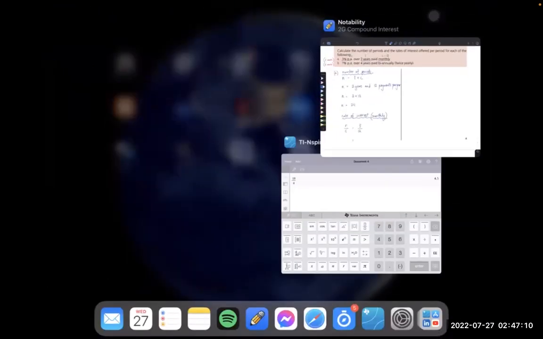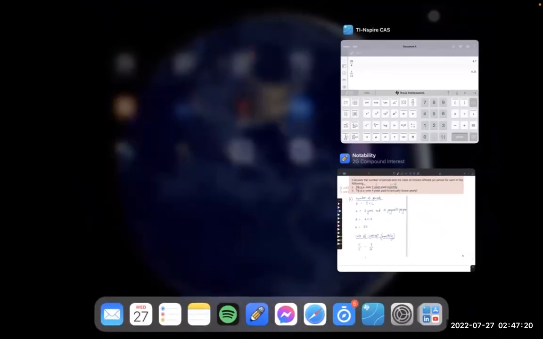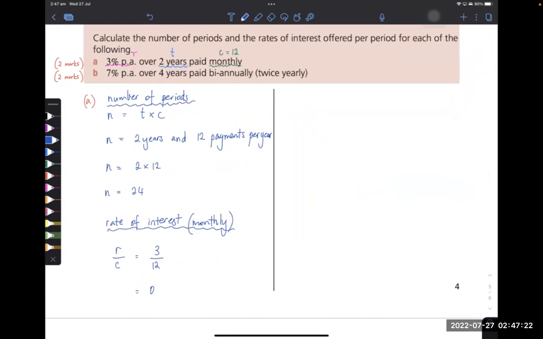Put that in your calculator. 3 divided by 12. Press Control Enter or find, see if you can get it into a decimal place. That's equal to 0.25%. Per, it's not per annum anymore. It's now per month. I'll go on to part B.